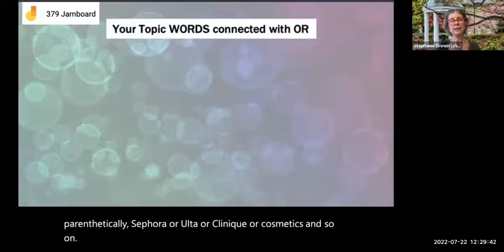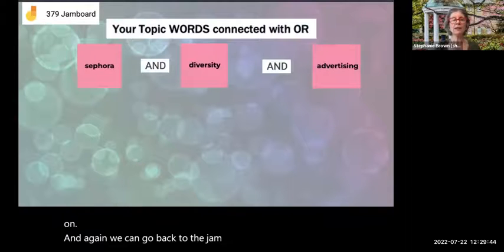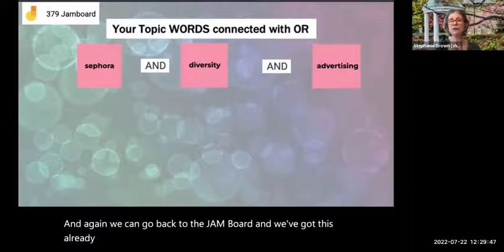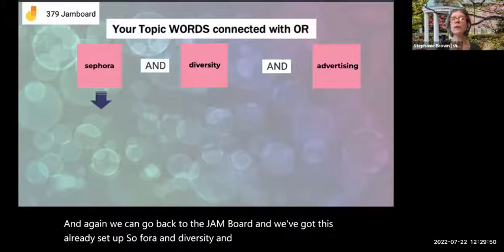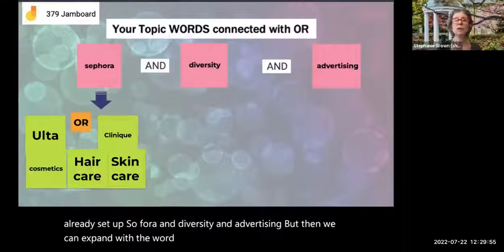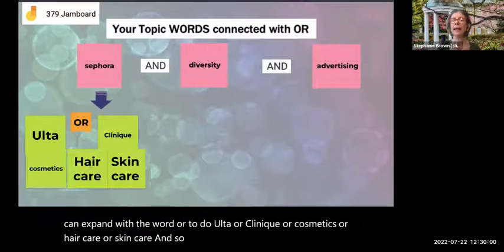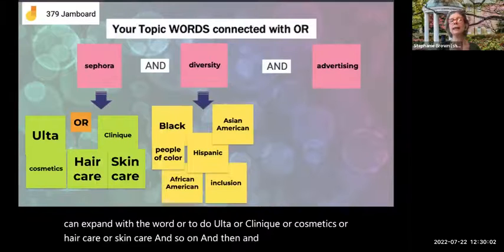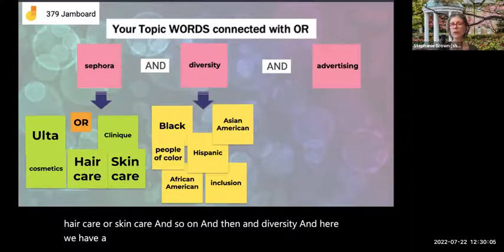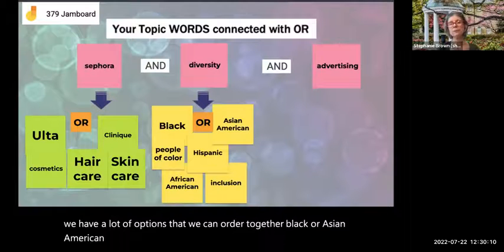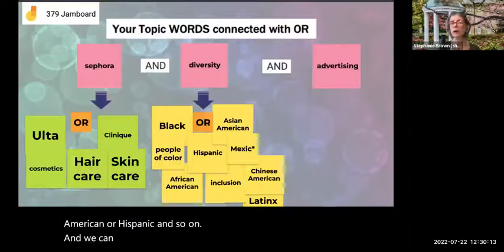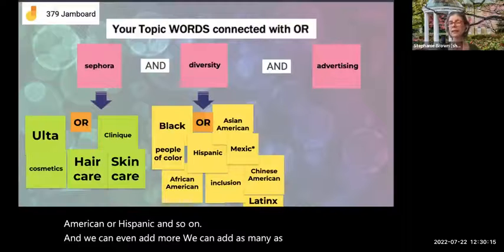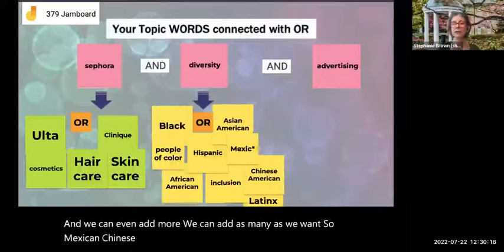And again, we can go back to the Jamboard, and we've got this already set up, Sephora and diversity and advertising. But then we can expand with the word or to do Ulta or Clinique or cosmetics or hair care or skincare and so on. And then and diversity. And here we have a lot of options that we can or together, Black or Asian American or Hispanic and so on. And we can even add more. We can add as many as we want. So Mexican, Chinese American, Latinx, and so on.